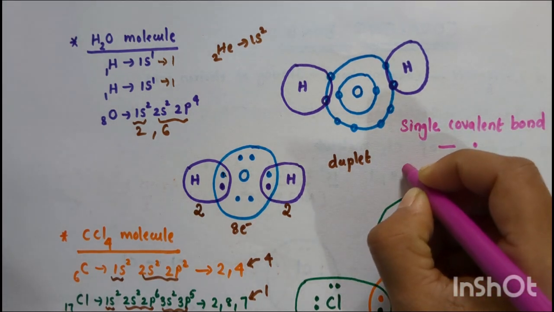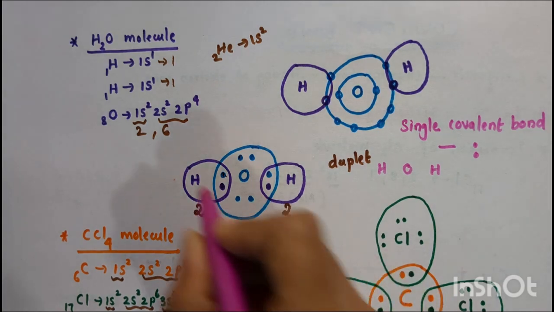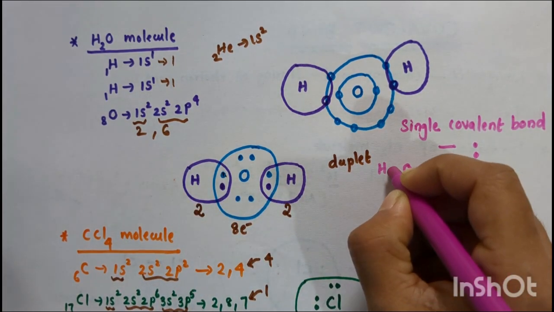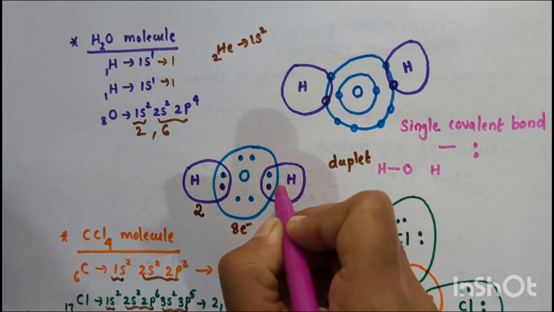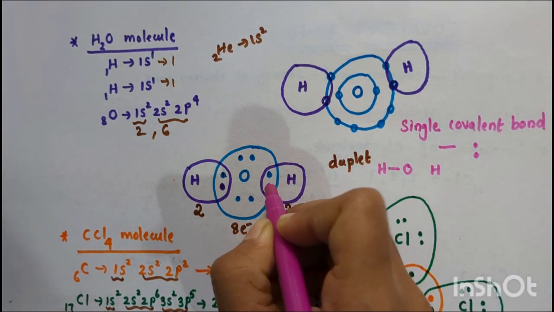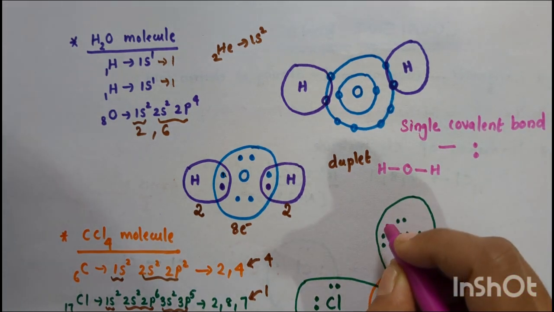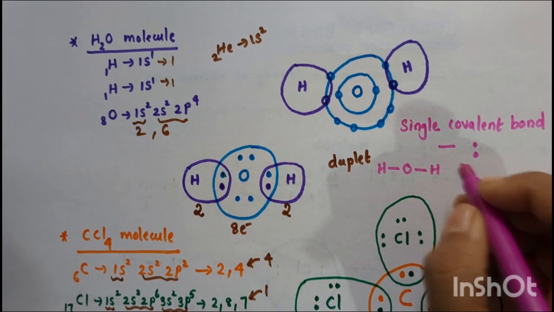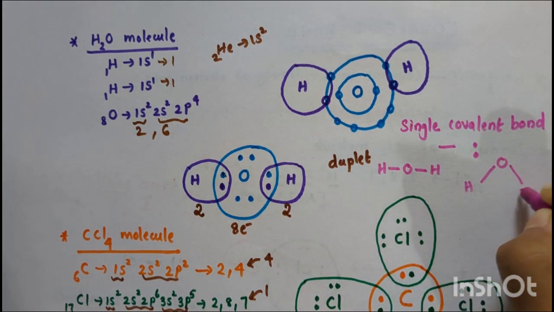So here you see, we have the oxygen atom and the 2 hydrogen atoms. This hydrogen atom and this oxygen atom share 2 electrons, or 1 pair of electrons, so 1 single bond between them. This oxygen atom and this other hydrogen atom share 2 electrons, or 1 pair of electrons, so we can just join them by using another single bond between them. The actual structure of the water molecule is like this.